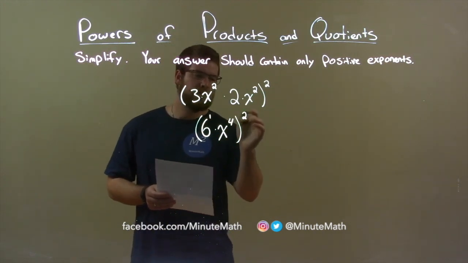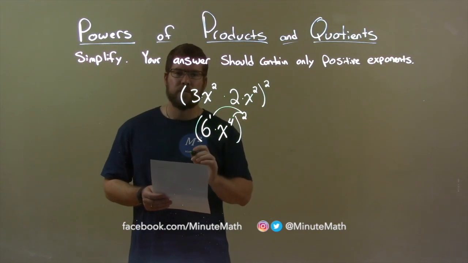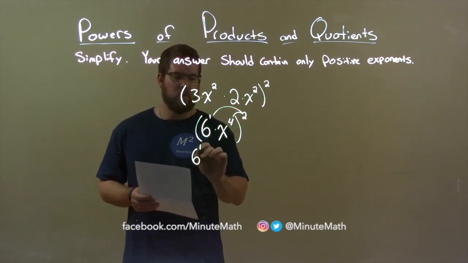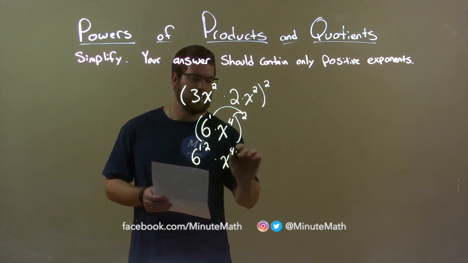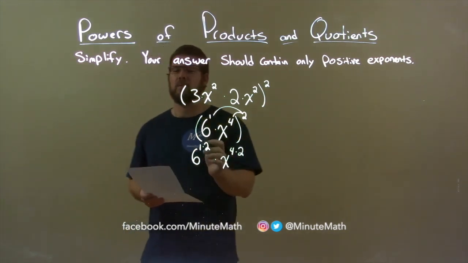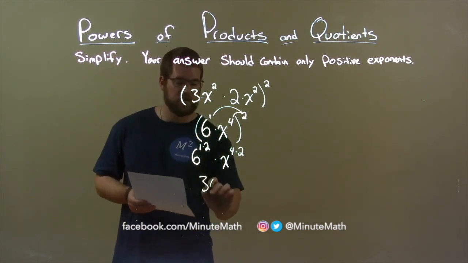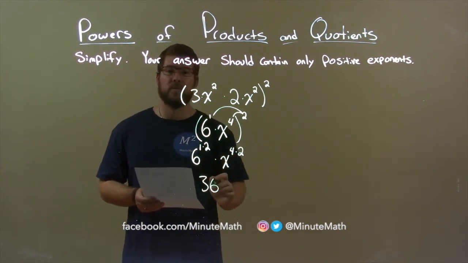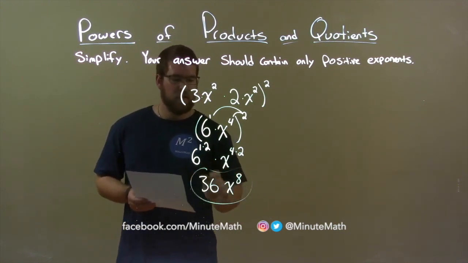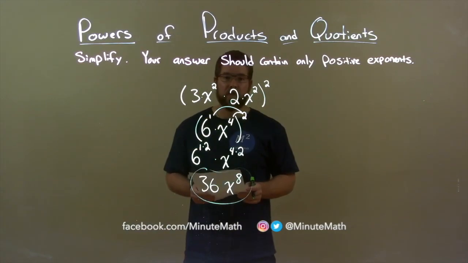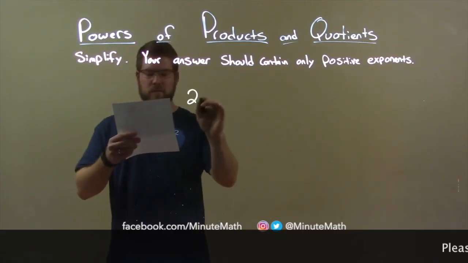To distribute this squared, we multiply that to each exponent. So we have 6 to the 1 times 2 power times x to the 4 times 2 power. Well, 1 times 2 is 2, and 6 squared is 36. 4 times 2 is 8, and we have x to the 8th power, giving us our final answer, 36x to the 8th power.